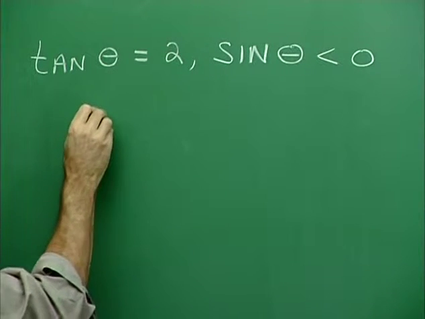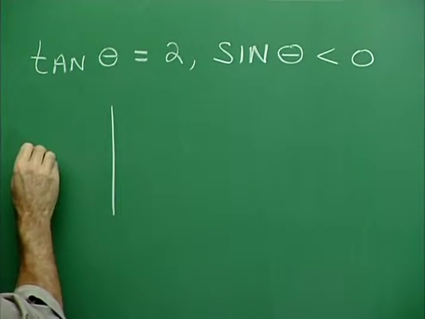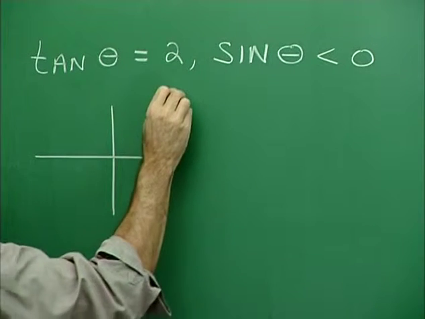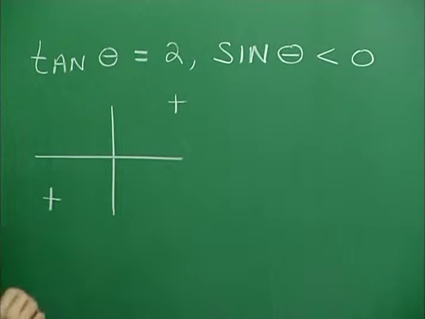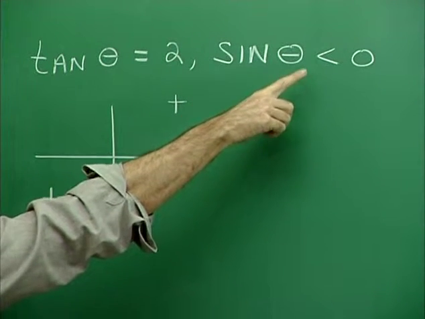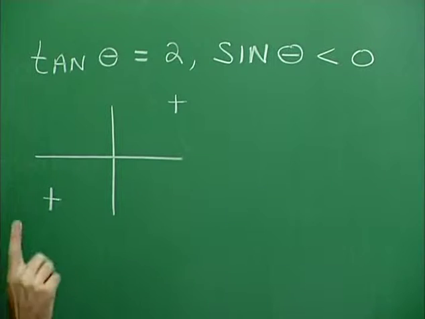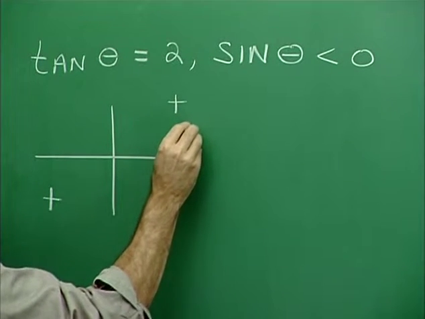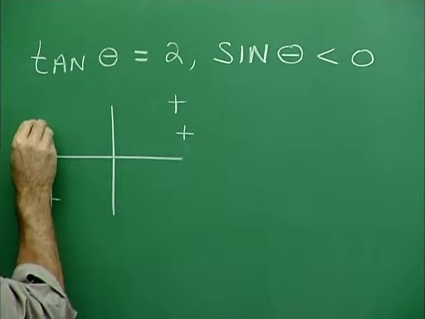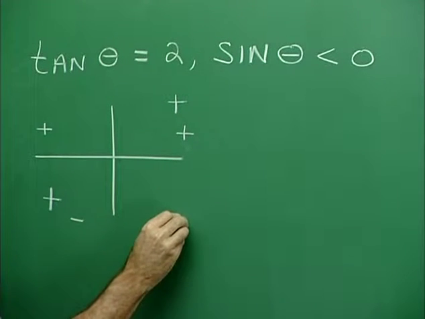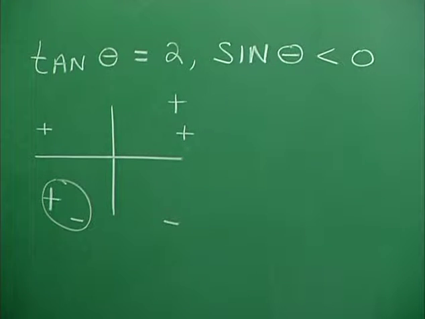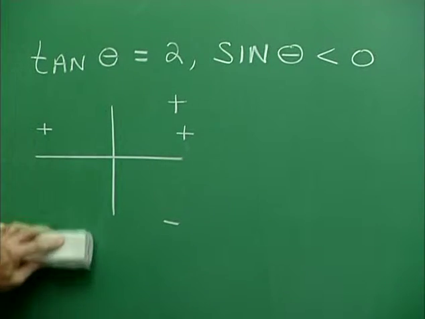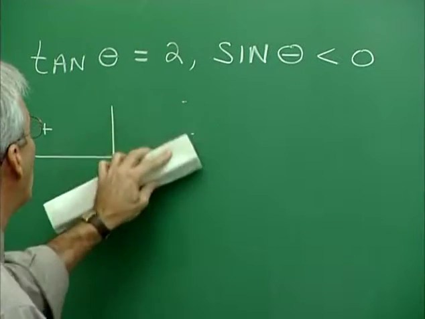We know that tangent theta, if it's 2, that means positive, then tangent is positive in these two quadrants. So we're in one of these two quadrants. Now, sine theta, it says, is less than 0. So sine theta is negative. We know that sine is positive in this quadrant and this quadrant, but negative in this quadrant and this one. So if sine theta is less than 0, negative, then we must be positioned in this quadrant. Okay, with that information, then we know that our reference triangle occurs in this quadrant.